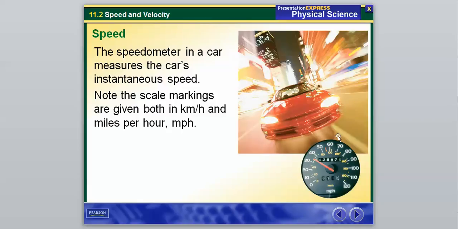And notice, most of your cars, in the United States we're on a different system than basically the rest of the world. We have miles per hour on the outside, that's what we go by. But if you notice the smaller numbers on the inside, that is your kilometers per hour. So that's what those numbers on the inside represent. Average speed versus instantaneous speed, I think, is pretty easy to understand.